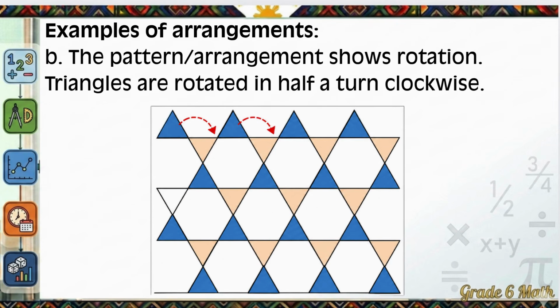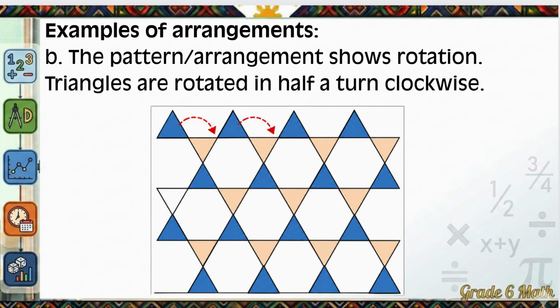Let's understand it step by step. Look at one triangle, for example, a blue triangle pointing up. If you rotate it half a turn, 180 degrees, it will now point down. That's why the next triangle looks like an upside down version of the first one.